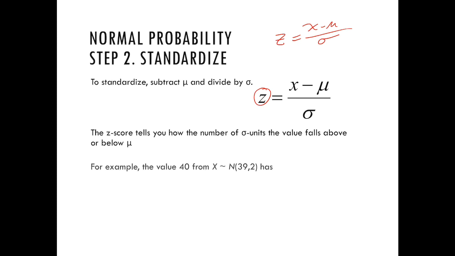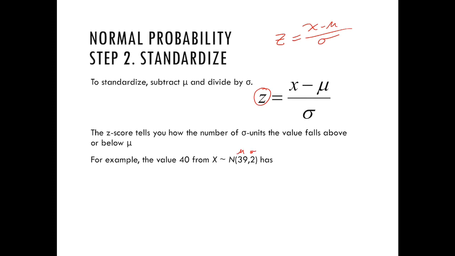So for example, we have our value of 40 from our X normally distributed as a normal distribution of, remember this is mu and standard deviation, a mu of 39 weeks and a standard deviation of 2 weeks. It would be set up like this. Our z equals 40, remember, 40 is our x, minus our mu of 39, divided by the standard deviation of 2. 40 minus 39 is 1, and 1 over 2 is 0.5. So here we have 0.5.